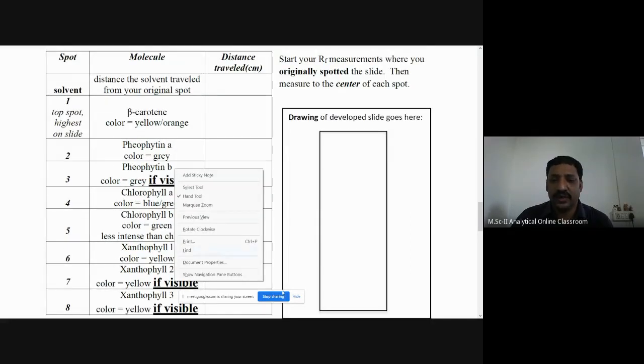Okay. So today what we want to see is another method which is used for the extraction of the pigment, and that method I would like to show you.